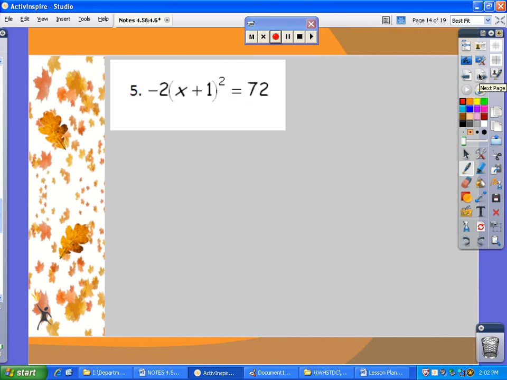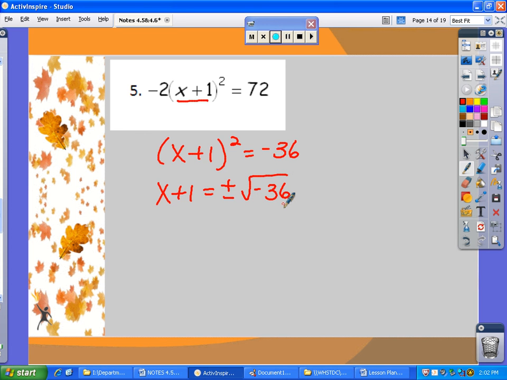All right, let's look at example 5. Here my goal is to isolate that x plus 1. The first thing we need to do, I cannot distribute that negative 2 because that factor is squared. I need to divide both sides by negative 2. So we're going to get x plus 1 squared is equal to negative 36. Take the square root of both sides. We're going to end up with x plus 1 is equal to plus or minus the square root of negative 36.